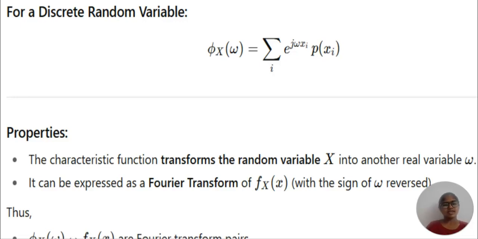Properties: the characteristic function transforms the random variable x into another real variable omega. It can be expressed as a Fourier transform of fx of x. Thus, phi x of omega and fx of x are Fourier transform pairs.